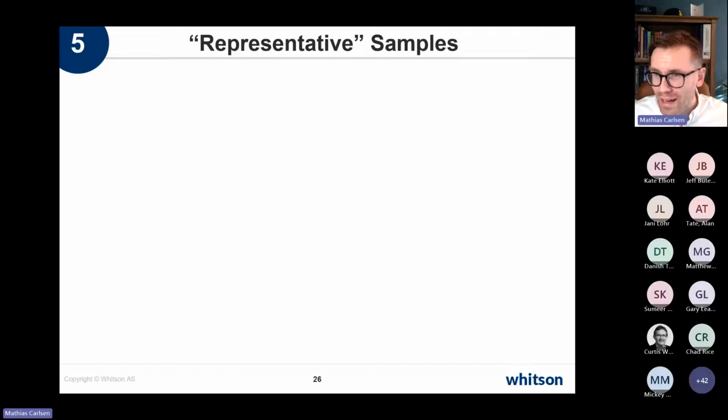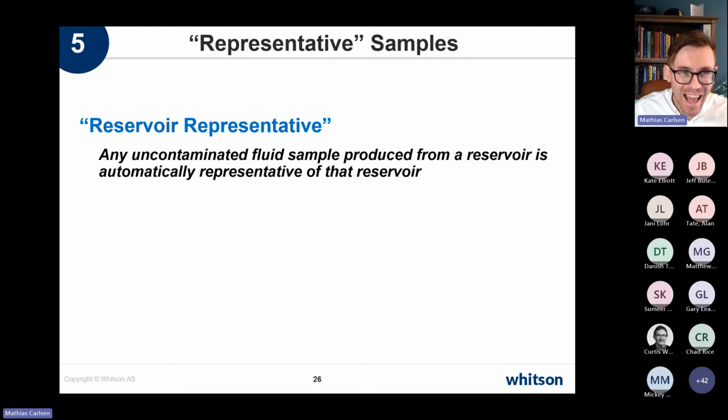Now, a very, very important practical aspect is this term that we call representative samples. In this course, how we define what's representative or in situ representative is very important, and it makes a ton of sense. So the first thing is what we define as a reservoir representative sample. That is any uncontaminated fluid sample that's produced from a reservoir. So if you're producing both above and below the saturation pressure, your GOR is changing, it doesn't matter as long as it's not contaminated, which is not really a problem for tight unconventional fluids.